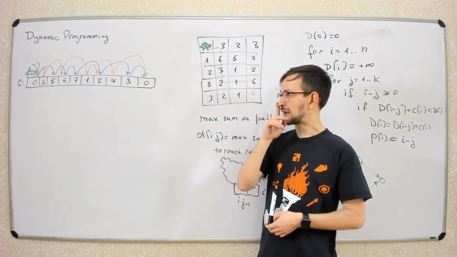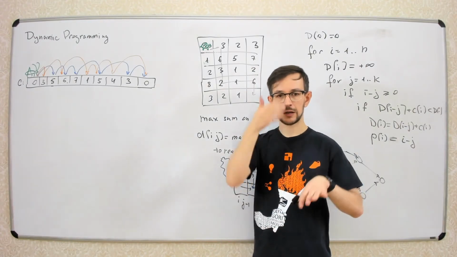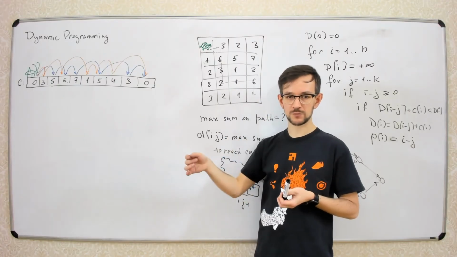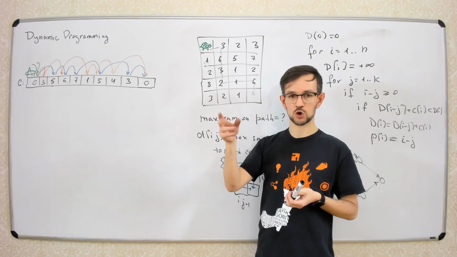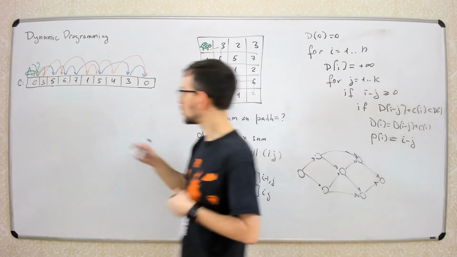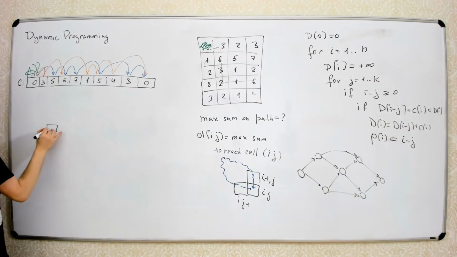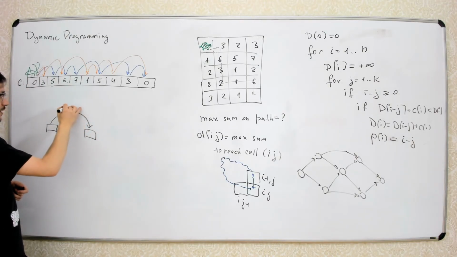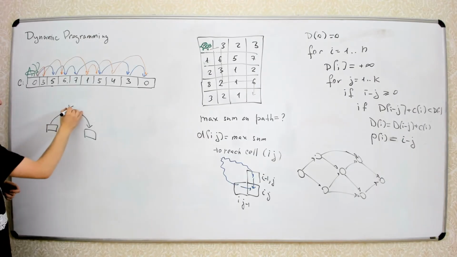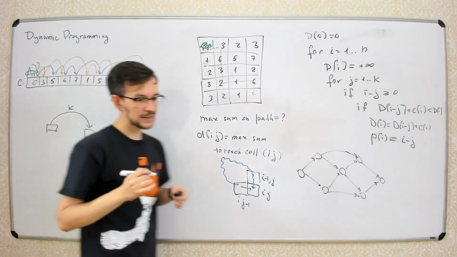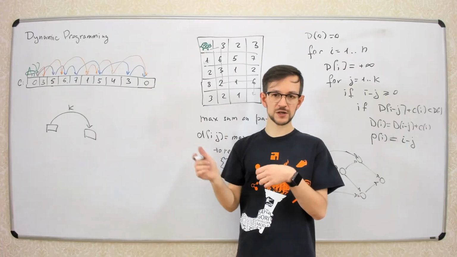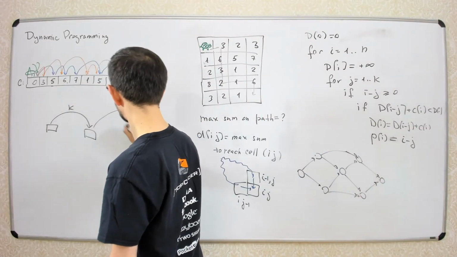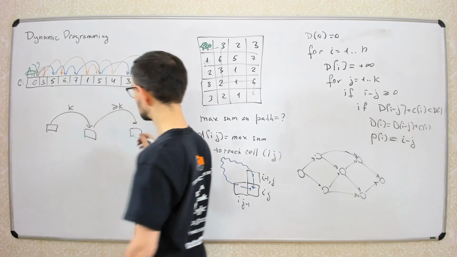Let's add some more complications. Let's say if we have some sequence of jumps, each next jump cannot be shorter than the previous jump. So if we jump k, then the length of the next jump should be at least k.